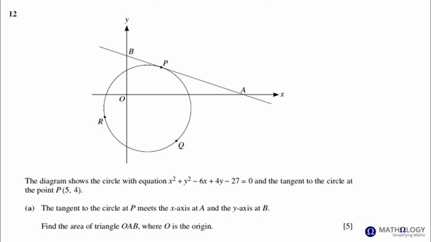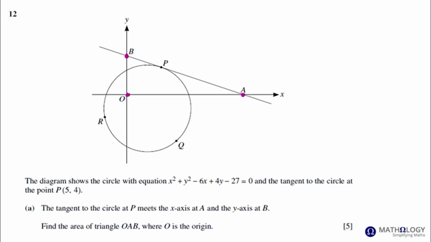Question 12. The diagram shows a circle with the equation x squared plus y squared minus 6x plus 4y minus 27 equals 0, and the tangent to the circle at P, 5, 4. The tangent to the circle at P meets the x-axis at A and the y-axis at B. Find the area of triangle OAB where O is the origin.